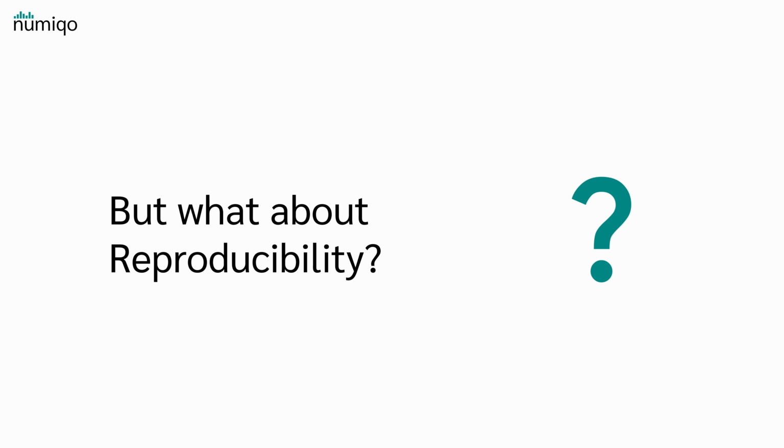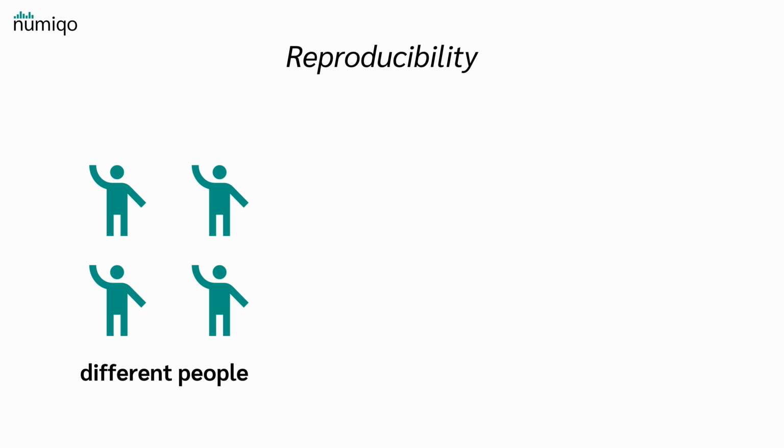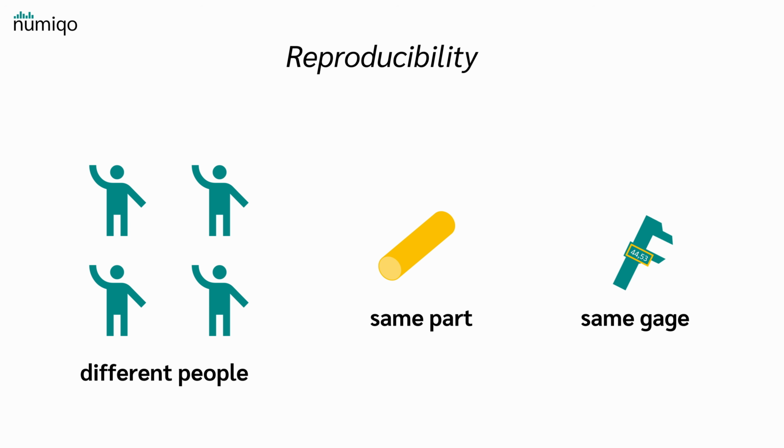But what about reproducibility? Reproducibility gives us the variation when different people or setups measure the same part with the same gauge. And of course, we want different operators measuring the same part with the same gauge to obtain similar results.